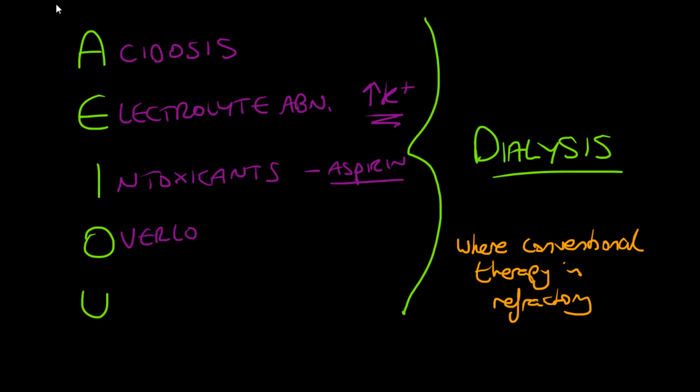Overload, as in a hypervolemic state, can be seen in people whose kidneys aren't working. They can be overloaded due to hepatorenal syndrome. It can be overloaded due to heart failure, for example. The last U is uremia. And that's whenever you get refractory uremia, not responsive to any other treatment.